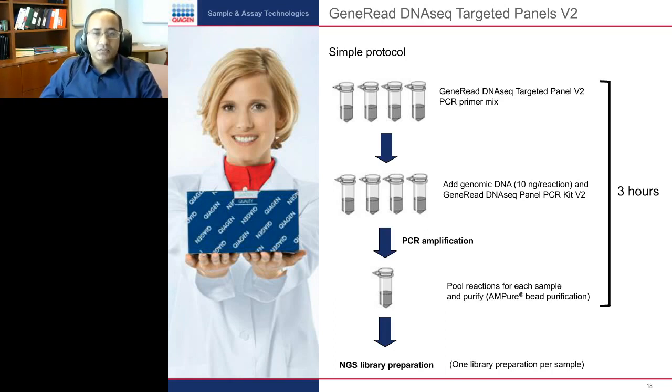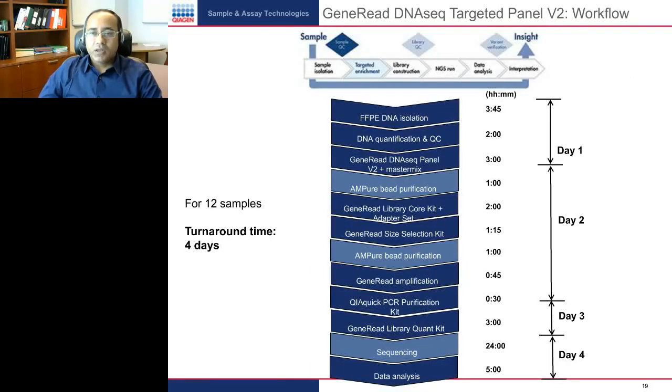Then it will simplify your workflow as well as reduce the cost of your workflow. And if you take a step back and look into the overall workflow for targeted gene panels, it takes 4 days from sample to insight. Basically, if you are dealing with around 12 samples, it takes 4 days to go all the way from sample to your data analysis and interpretation.